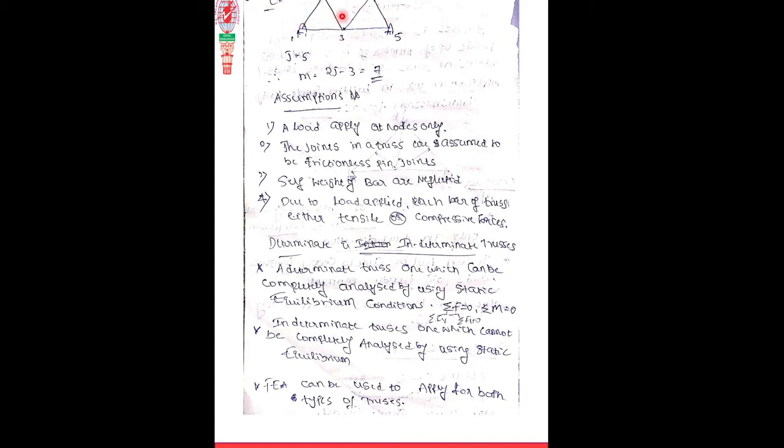Yes, sir. You can count it. 1, 2, 3, 4, 5, 6, 7. So, 7 bars are there. So, if you know the number of joints, you can directly calculate how many bars are required. So, this condition has to be satisfied by planar trusses. That is m is equal to 2j minus 3. Got it?